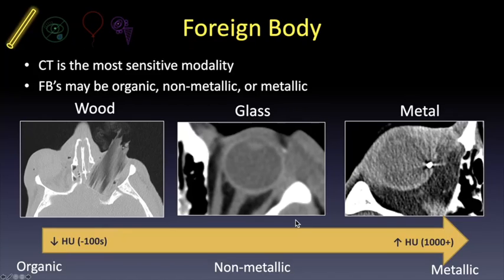Foreign bodies may be found anywhere in the orbit, including within the globe. CT is the most sensitive imaging modality. Foreign bodies may be classified as organic, non-metallic, for instance plastic or glass, or metallic. Organic foreign bodies may be the most difficult to detect at imaging, however are important to identify due to increased risk of infection, especially if they are intraocular.